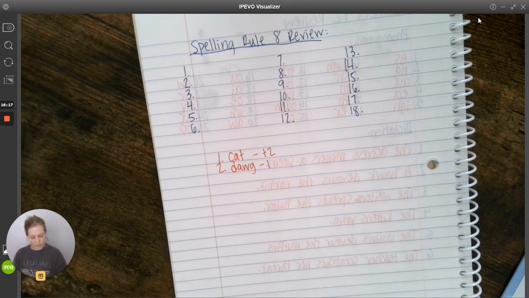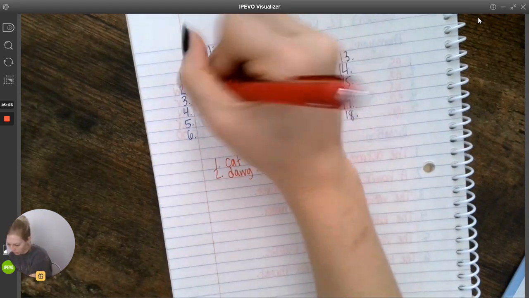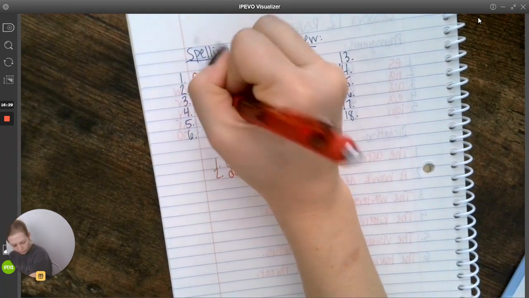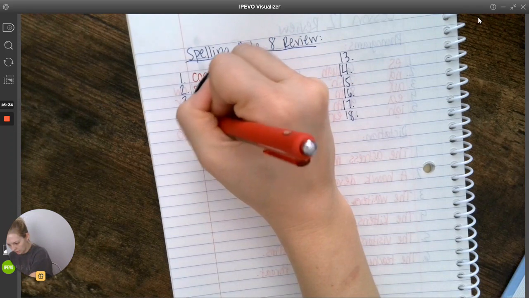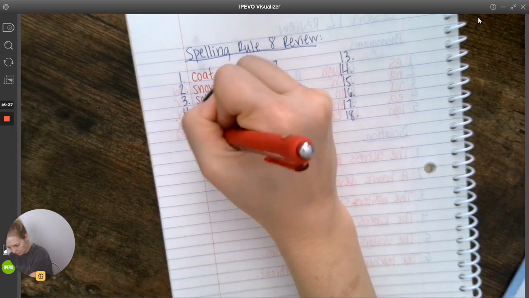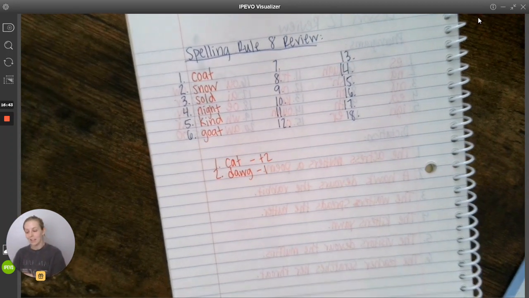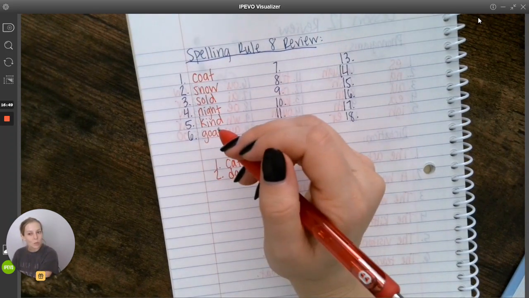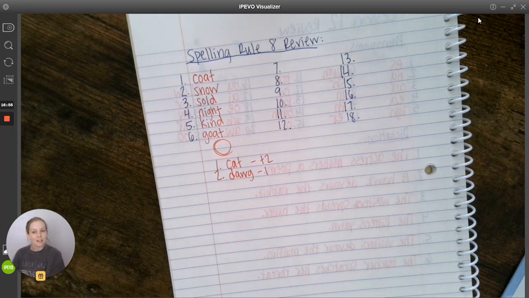Let's review those ones first. Okay. We have coat, snow, sold, night, kind, and goat. Okay, make sure you're not cheating. Give yourself 2 points for each word you spelled correctly and -1 for the ones that you got wrong. Okay, you can put a little tally right there underneath and then add them up at the end.